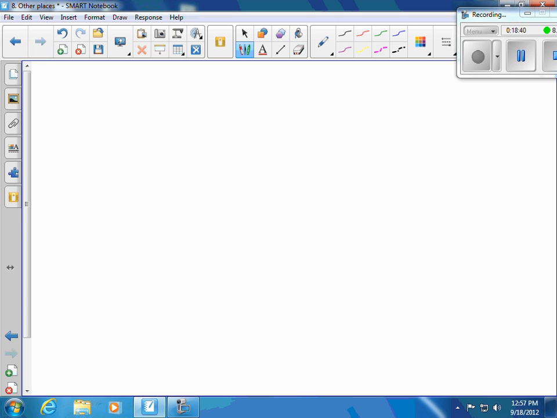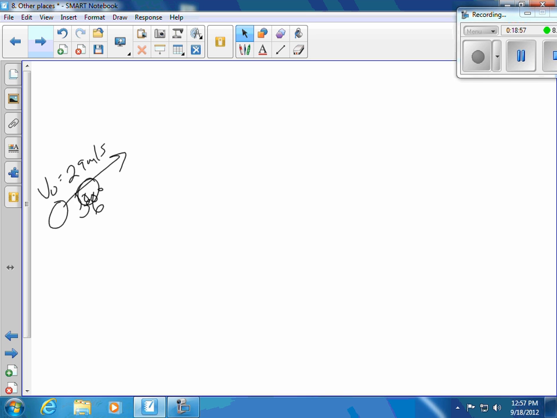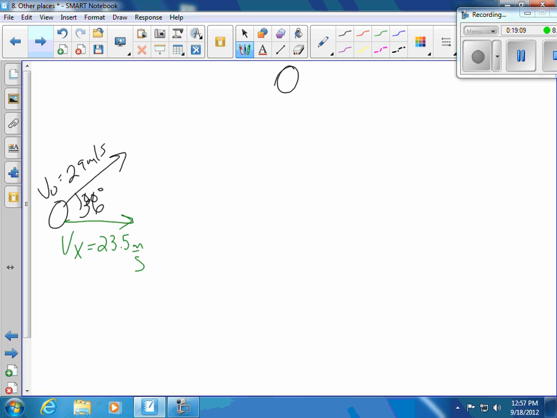This is another one of these. 29 meters per second is the initial speed, and it's at 36 degrees to the horizontal. Now, as that ball goes upward, I'm going to trace it out again for you. When it gets to the highest point, remember, all it's going to have left is a Vx, which is 23.5 meters per second. So when it reaches the highest point, that's all it has left, an x component.